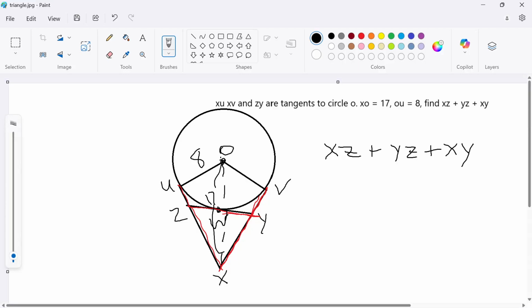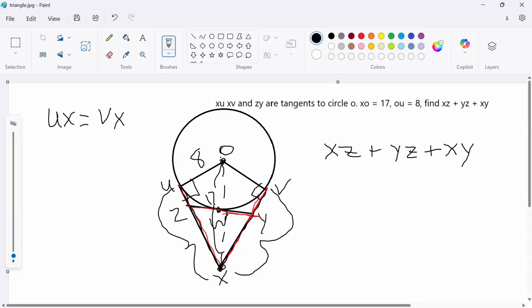All right, what do I know here? I know that X is an external point and it touches two tangents of the circle. So these two segments are the same. UX and VX are the same. UX equals VX. What else do I know here? I know that this angle is a right angle, this angle is a right angle, because when a tangent touches a circle, the radius to the tangent forms a right angle. So those are right angles.